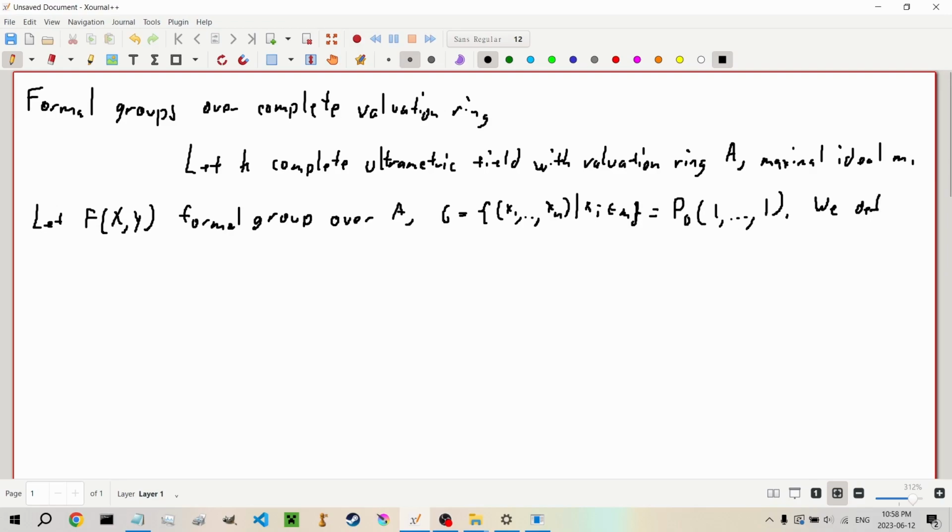And we define multiplication on G by our formal group law, of course. And then G is an analytic group. I guess we should write it as a Lie group.